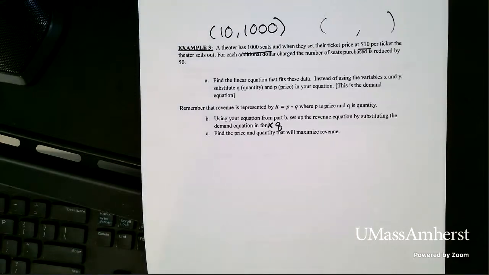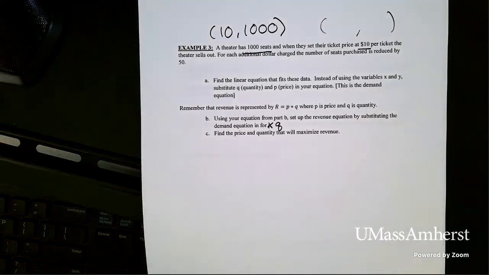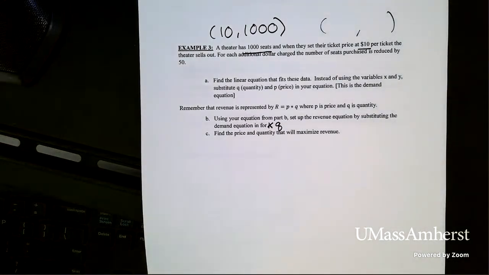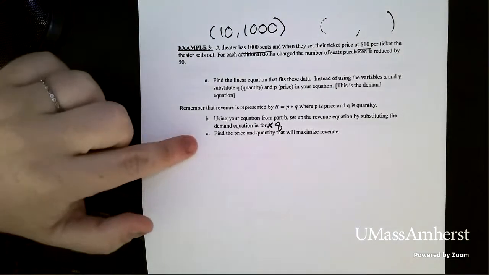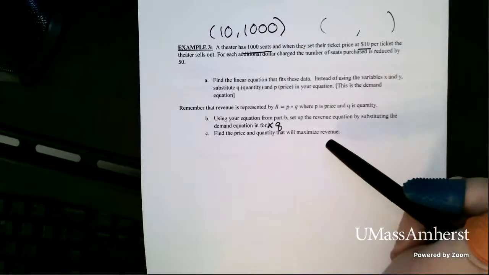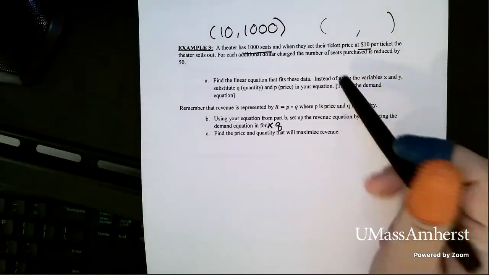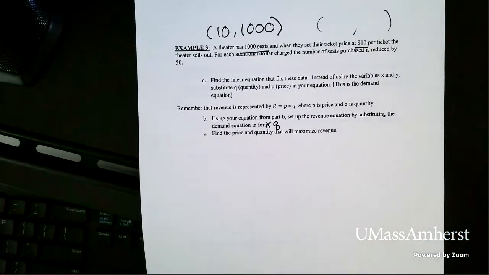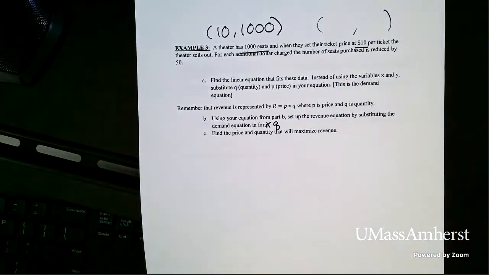All right, so let's take a look at the steps here. One of the things I want to mention at the beginning is sometimes the question is just the question for part C. But even if the question just says find the price and quantity that maximize revenue, you still have to do parts A and B to be able to answer part C. So even if it doesn't explicitly spell it out, we still need to do these steps.